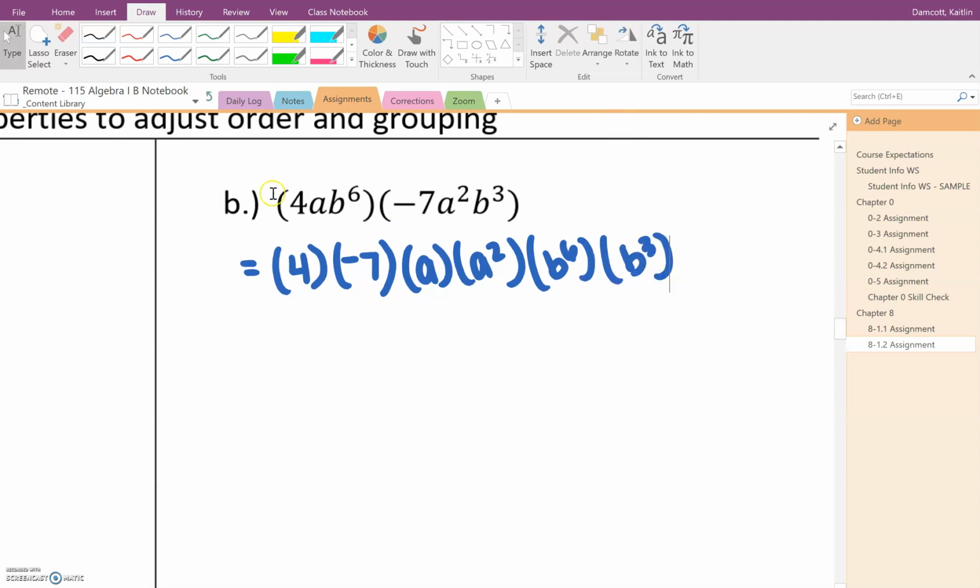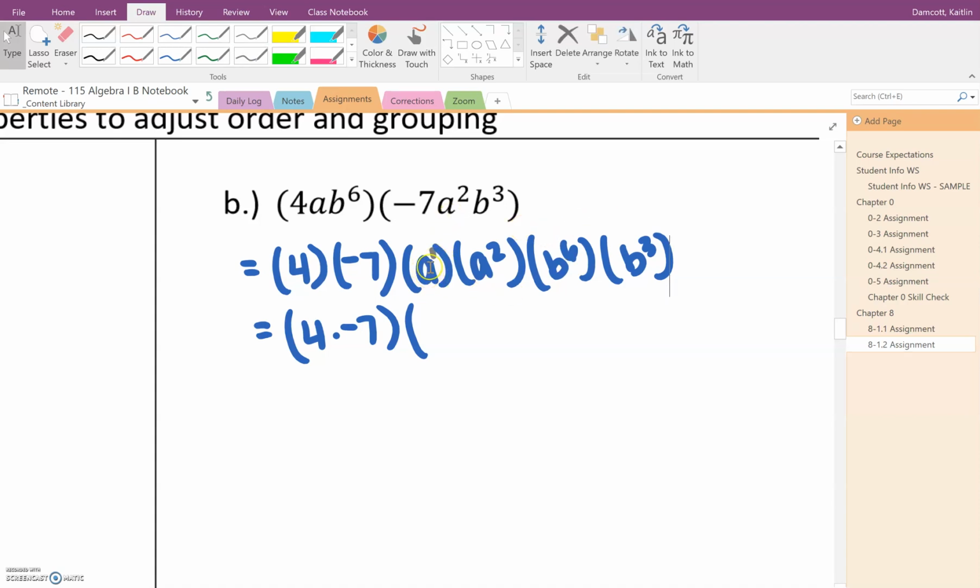Now we've changed our order. We've got the numbers together, the a's together, and the b's together. Now we're going to actually group them. So 4 times -7. And then when we do a times a squared, anytime it's just a letter, a variable like this, and there's no exponent, it's assumed that it's a 1.